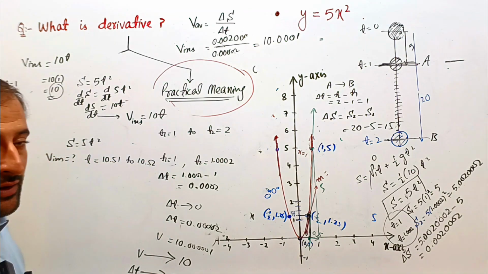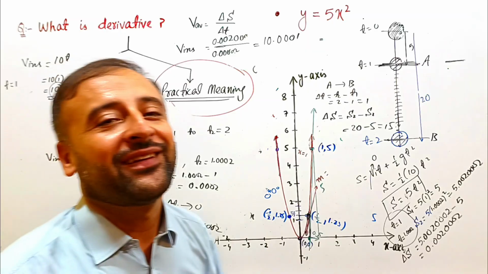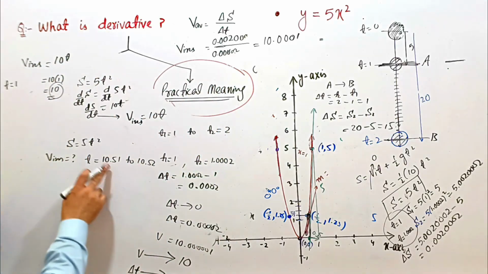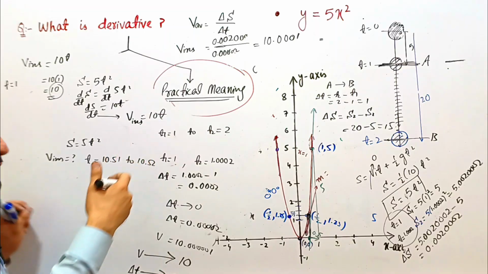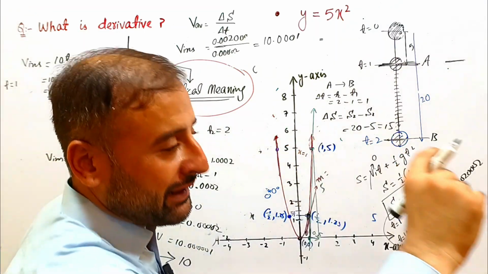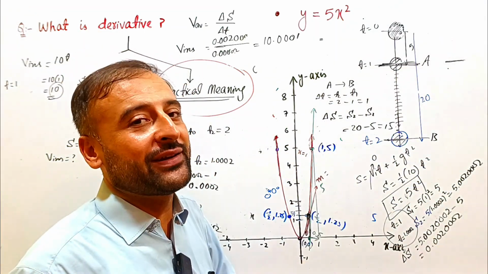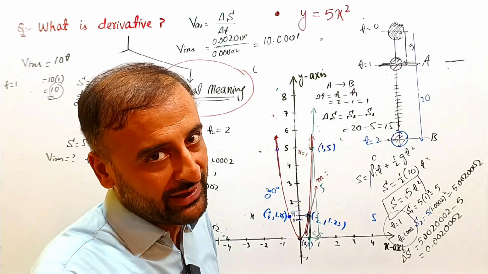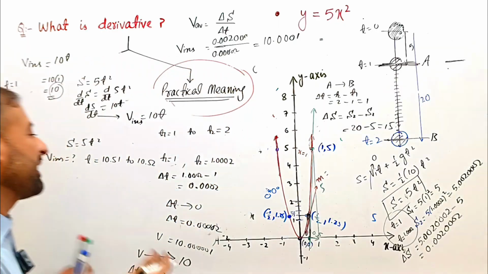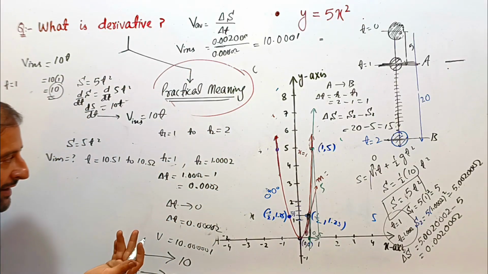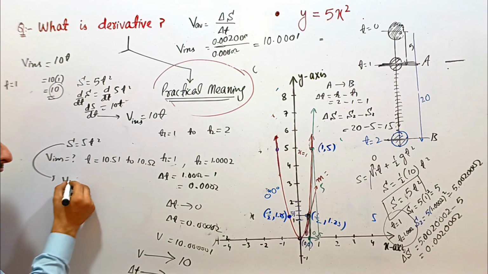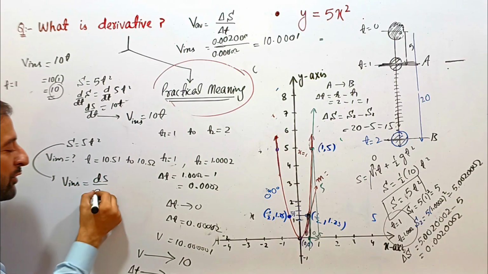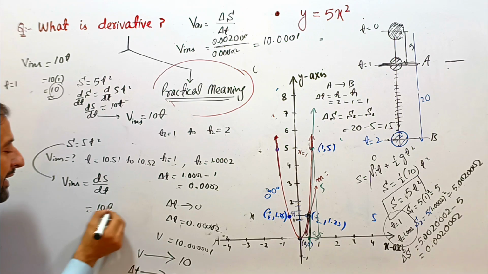Very difficult comparatively. You have to put t1 in this, then you have to put t2 in this. You get s1, you get s2, then you get delta s, then you find delta t. Delta s by delta t will give you instantaneous velocity. Students, what will be the expression for the instantaneous velocity? Derivative of s with respect to time. Students, it will be 10t.